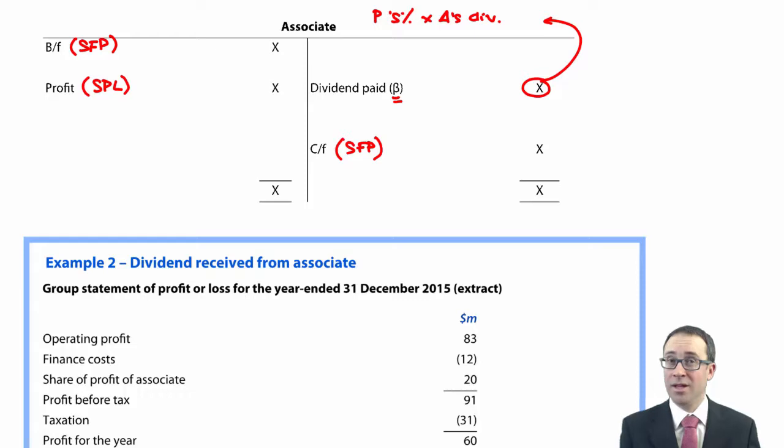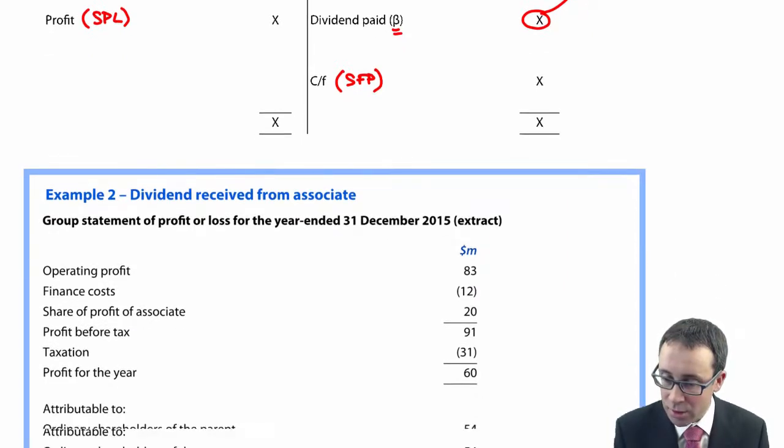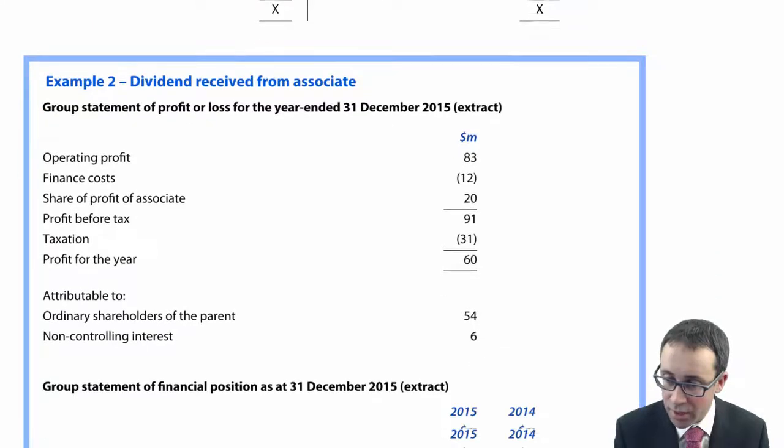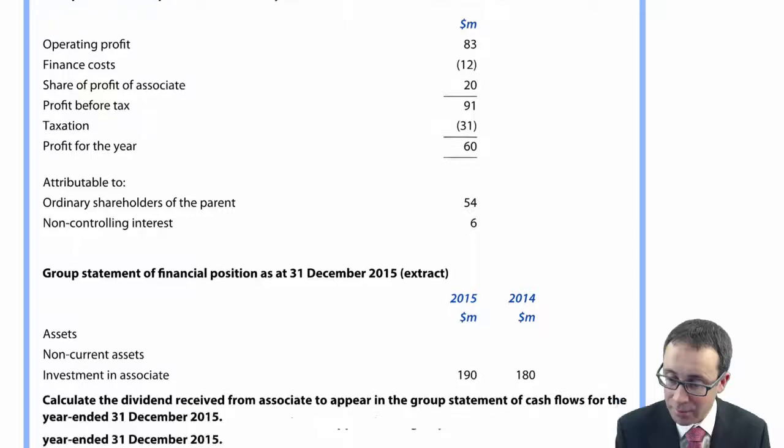You don't even need to draw up a T account. You just need to put in P's share of A's dividend. Okay, and there you have it. So that's the T account. That's the background knowledge. There isn't a huge amount of knowledge to it that is required. Let's go through there and have a look at the example.